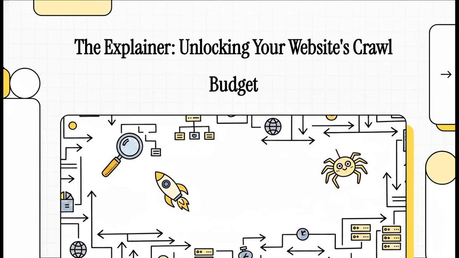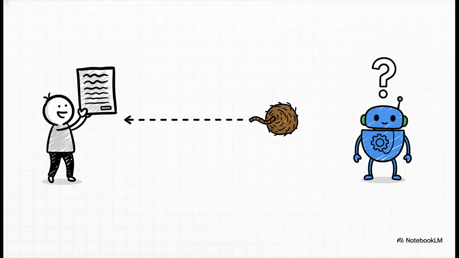Today we're going to talk about something that can literally make or break your website's visibility. It's called the crawl budget. So picture this. You've spent hours, maybe even days, pouring your heart into a fantastic new article or product page. You hit that publish button and you wait. But nothing. Crickets. It raises that big, scary question. Just because you built it, does that mean Google will actually come and see it?